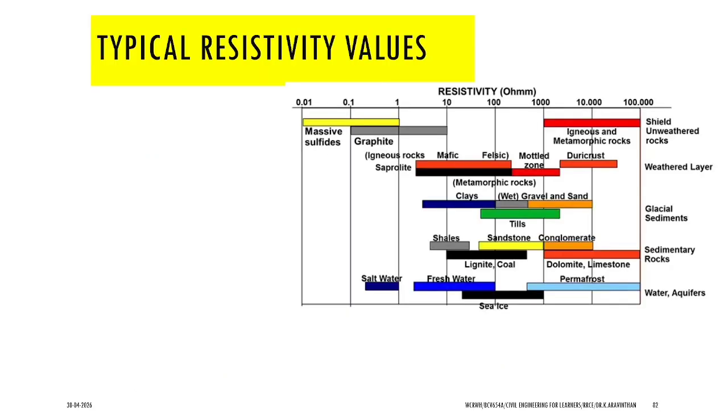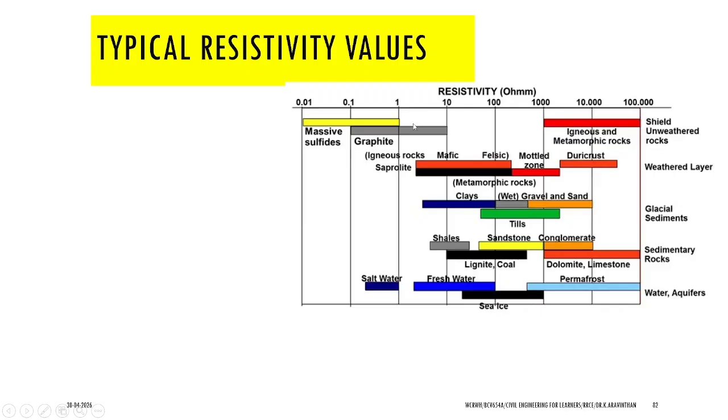So, typical resistivity values. You are eager to know what the different materials are. If you are doing this test, you get a resistivity of 0.01 to 0.1 or 1. There are massive sulfides, graphites; these minerals give a low value. Generally salt water gives a resistivity of 1 or less than 1. Then you can identify that there is some groundwater, but it is salt water.